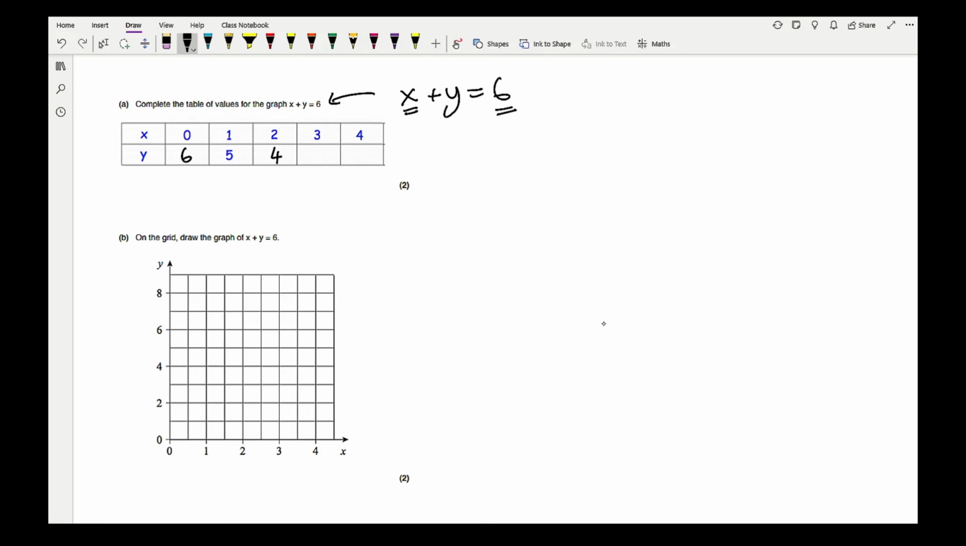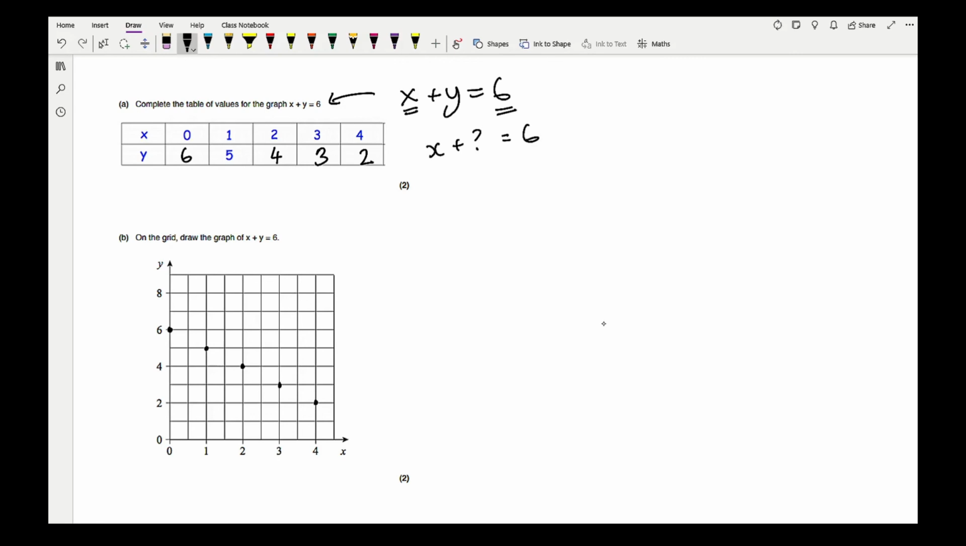3 plus what gives you 6? Again, it's your x plus question mark equals 6. That's going to be 3. And 4 plus what gives you 6? That's going to be 2. Once you've got this, you can then plot your coordinates. So I've got 0, 6, 1, 5, 2, 4, 3, 3, and 4, 2.